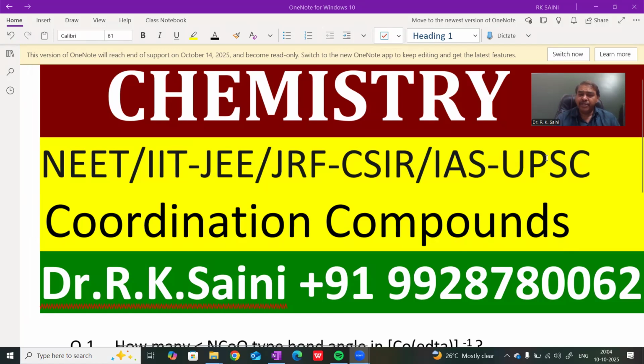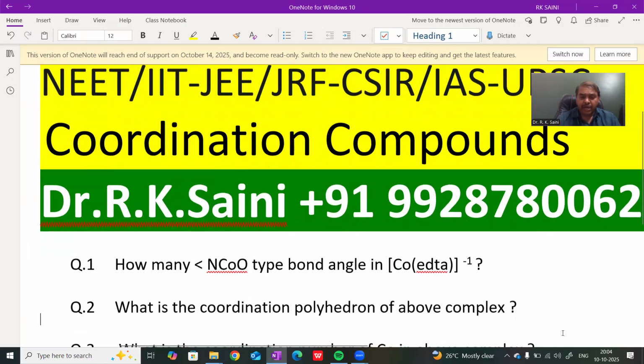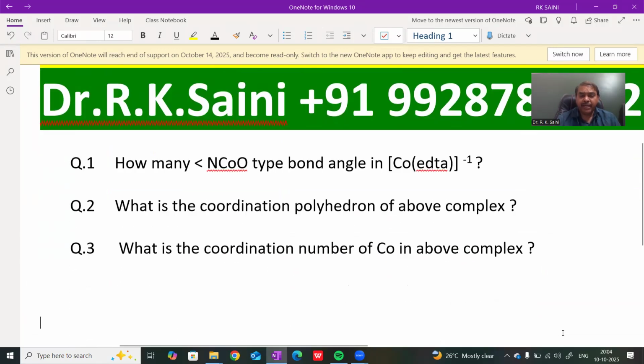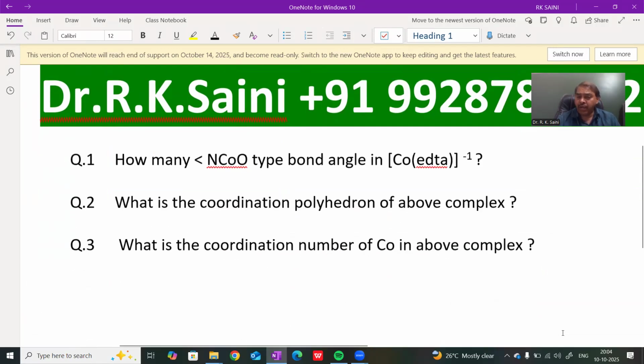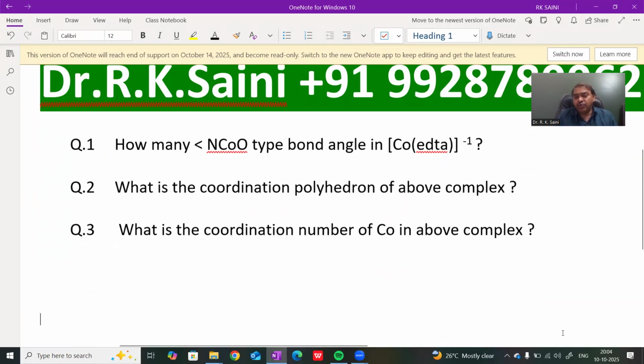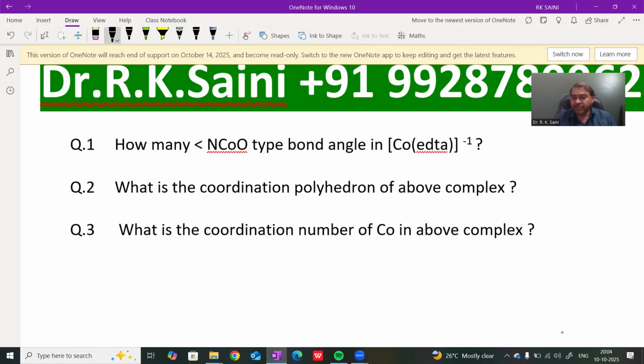I am Dr. RK Saini, and today I am going to discuss an important question of coordination chemistry. This question has been asked in the IIT Advanced Examination. See the question carefully. How many NCOO type bond angles are there in the CoEDTA -1 complex? Another question: what is the coordination polyhedron of the above complex? And what is the coordination number of cobalt?